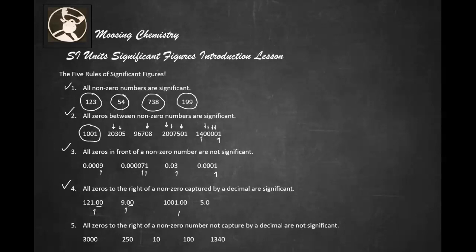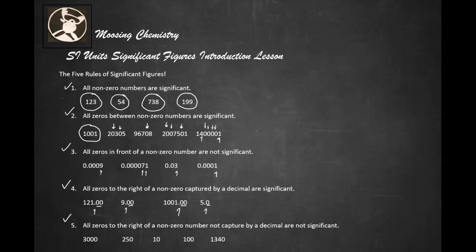And in this number, you've got the decimal right here, and these zeros are captured. Here you have the decimal also here, and this 0 is captured. So all captured zeros are significant.